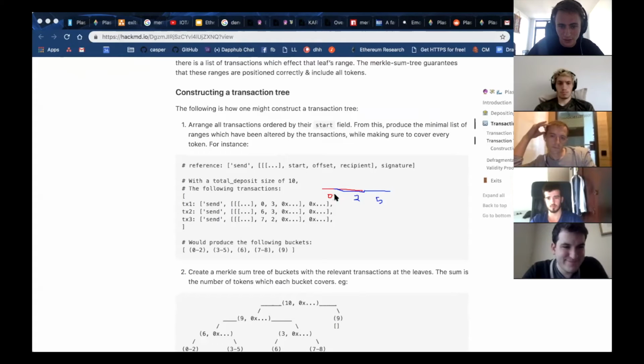Let's see, 0, 2, 1. Okay, anyway, so what we want to do is split it into buckets because our Merkle tree needs to cover the full range of coins. So in this little example, the coins range from 0 to 5.